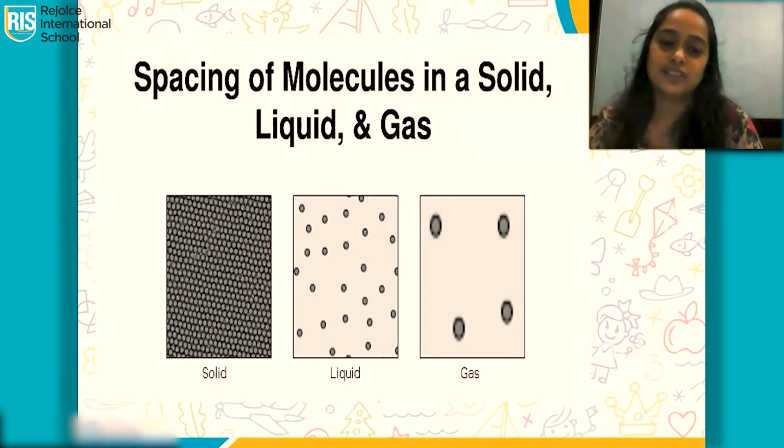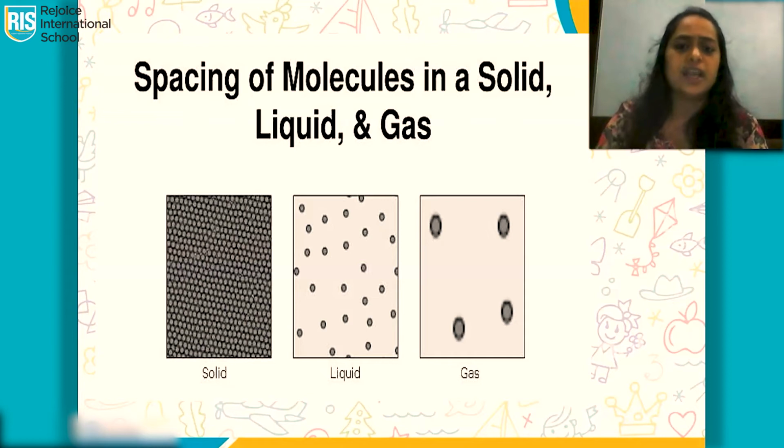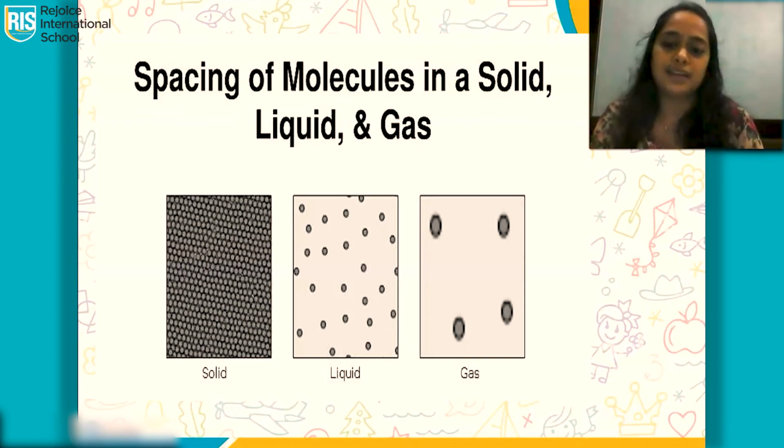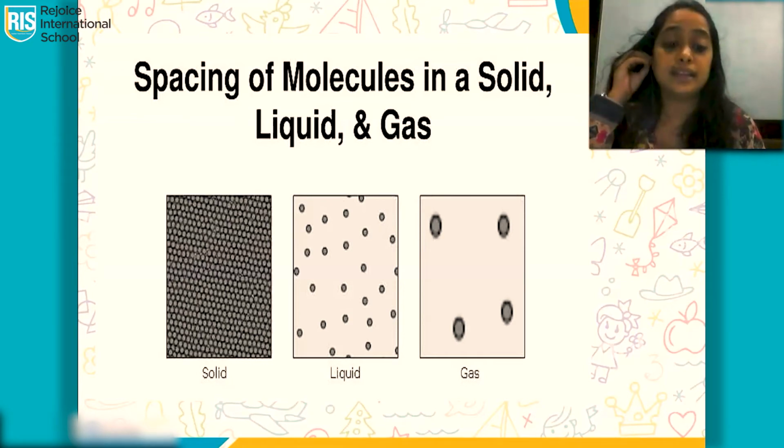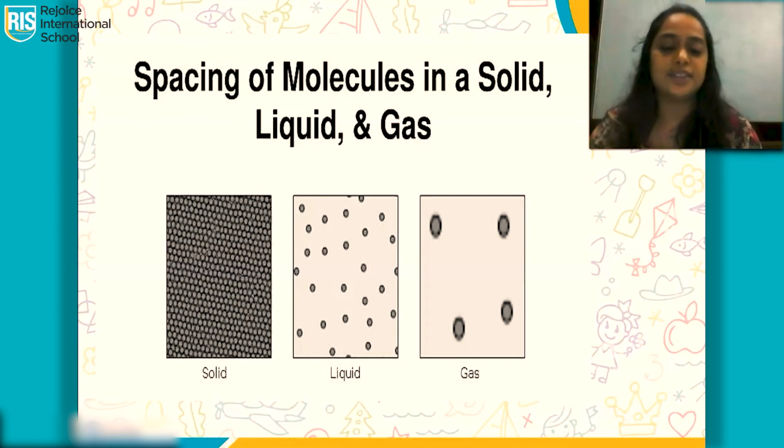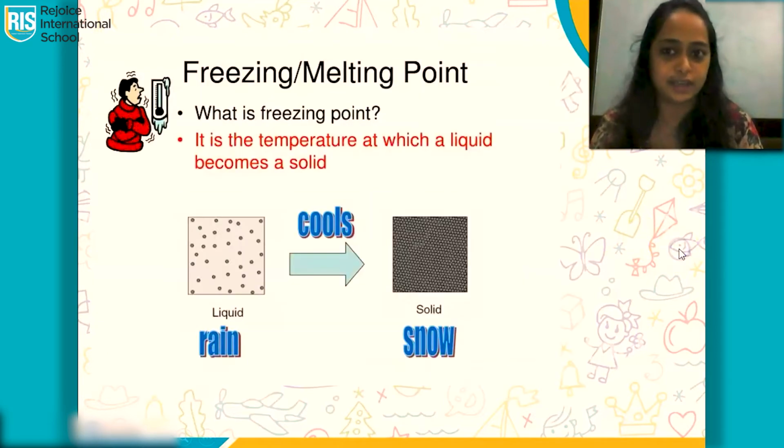Spacing of molecules or particles in a solid, liquid, and gas. As you can see, in the solid state of matter, the particles are very closely and tightly packed together. In liquid, they are somewhat close, but they slide past each other, which allows liquids to change shape. Then there is gas. In gas, the particles or molecules are far, far away from each other. And this is how the models look.